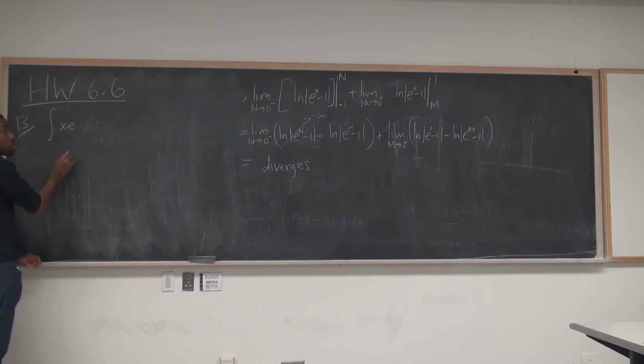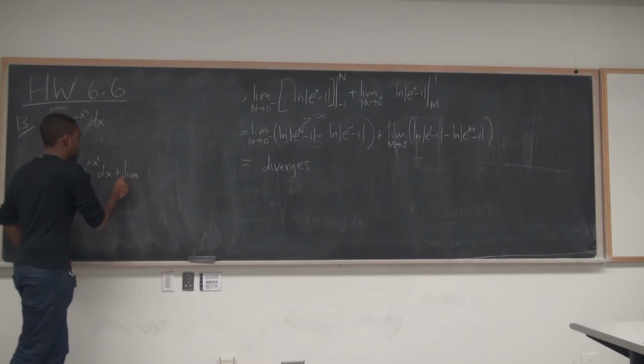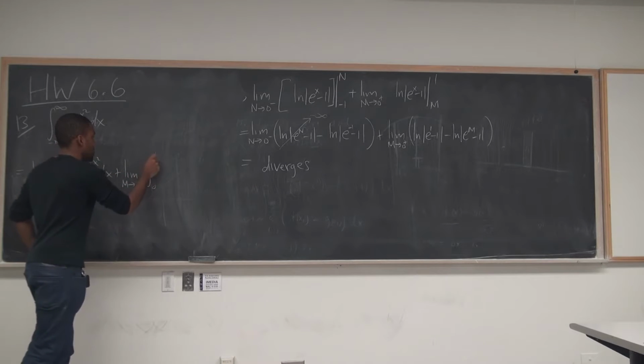x e to the minus x squared, negative infinity to infinity. Okay, I think there was a problem similar to this on the quiz. So what are the bad points? Just the infinities, right? So I can say something like 0: limit as n approaches negative infinity of n up to say 0, x e to the minus x squared dx, plus limit as n approaches infinity of 0 to n.